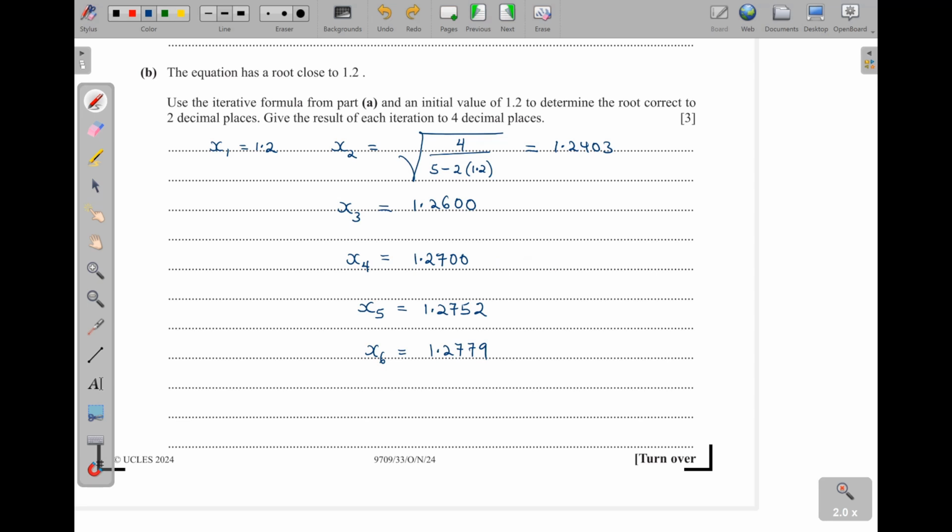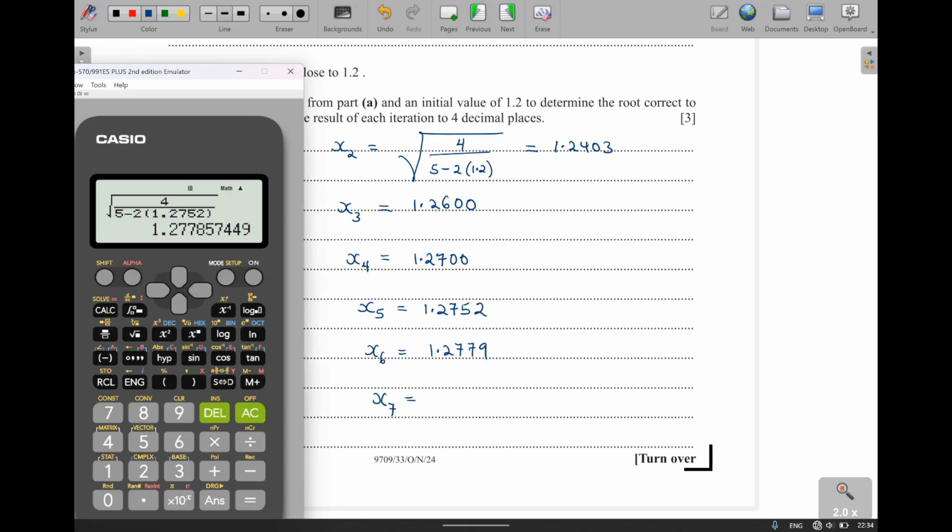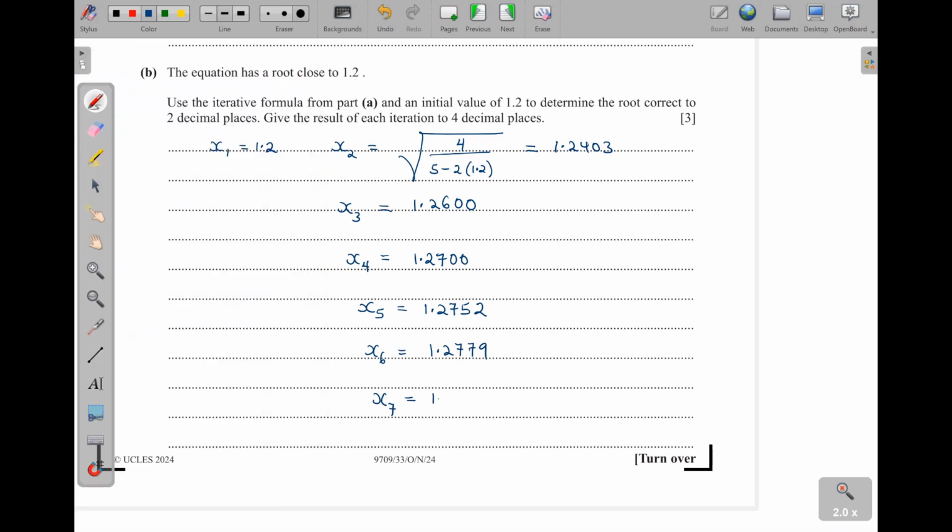Now, I'm going to put another one as a confirmation. There have to be 3 values that are rounding off to the same value. So we put 1.2779. Then it gives us 1.2793. Now these 3 are all giving the answer 1.28 to 2 decimal places. So that means our x here is 1.28.